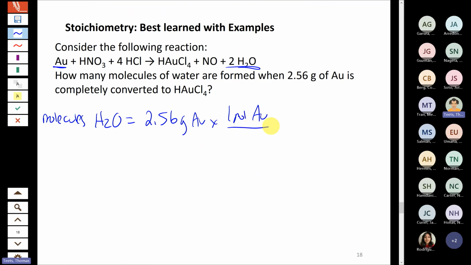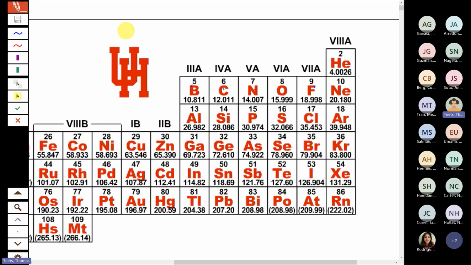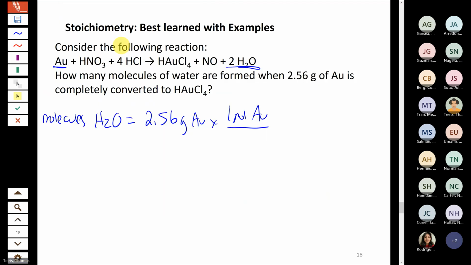That should always be your first step in a stoichiometry problem: convert into moles. And so gold is here, 196.97 is its atomic mass. So your first step in stoichiometry is going to be convert into moles of whatever substance you're given. Here we're given the amount of gold, so we're going to convert into moles of that. And then we're going to use mole ratios to convert moles of one substance into another. We're looking for the amount of water, so that's going to be what we put on top here. Moles of water for every mole of gold.